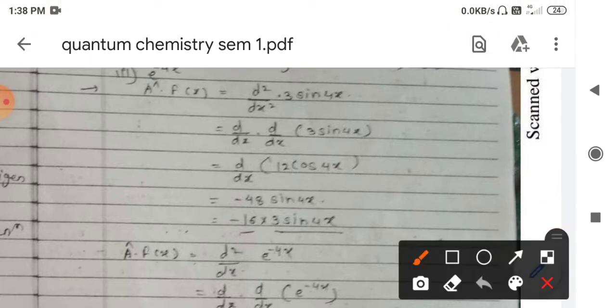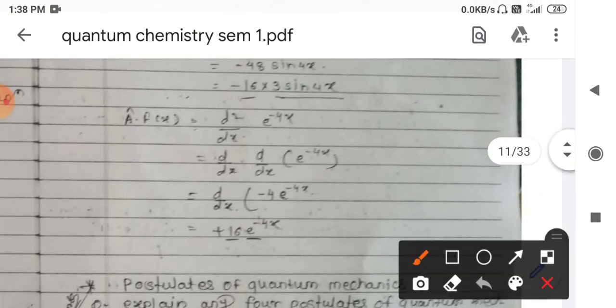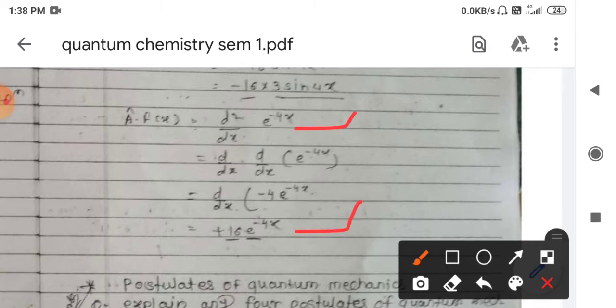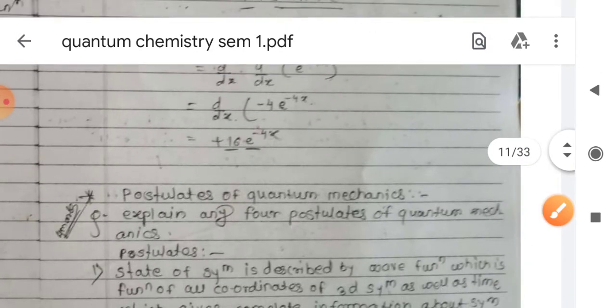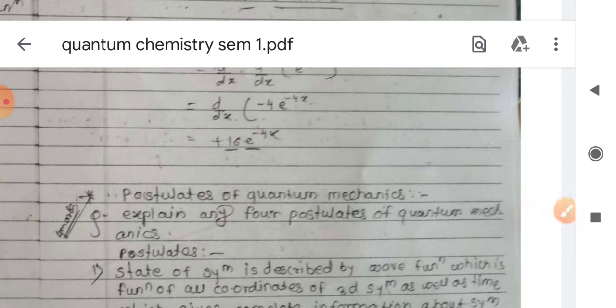Now the next question is to explain the terms eigenfunction and eigenvalue. Such theoretical questions may come, and sometimes we need to check which of the following functions are eigenfunctions of the operator d2 upon dx square. We have already seen that this is an eigenfunction, and e raised to minus 4x is also an eigenfunction. So both of these functions are eigenfunctions of the operator.